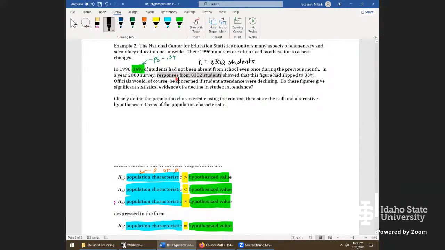Now it says the responses from the sample of size 8,302 showed that this figure has slipped to 33%. We have to pause right here on that number. Would you all say that's a statistic, or is that a population characteristic? Or neither, potentially?